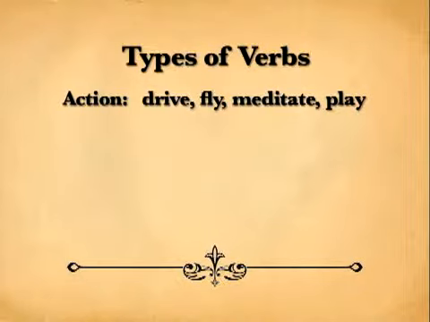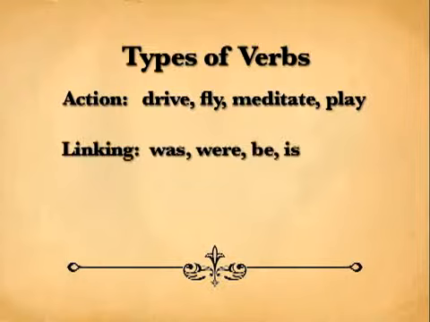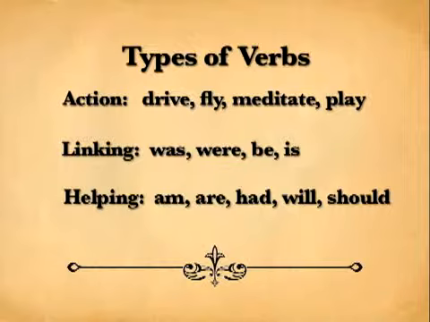Primarily, we deal with action verbs, things like fly, levitate, spelunk, drive, meditate. But we also have linking verbs such as was, were, be, and is, and also helping verbs, should, am, had, will, and are. Sentences can also have more than one verb, just as they might have more than one subject.